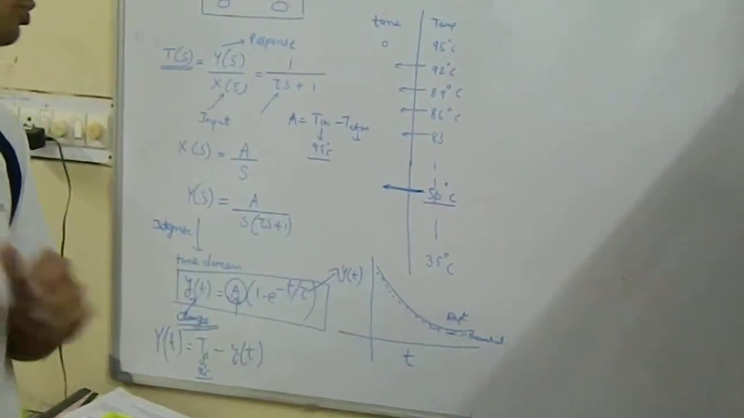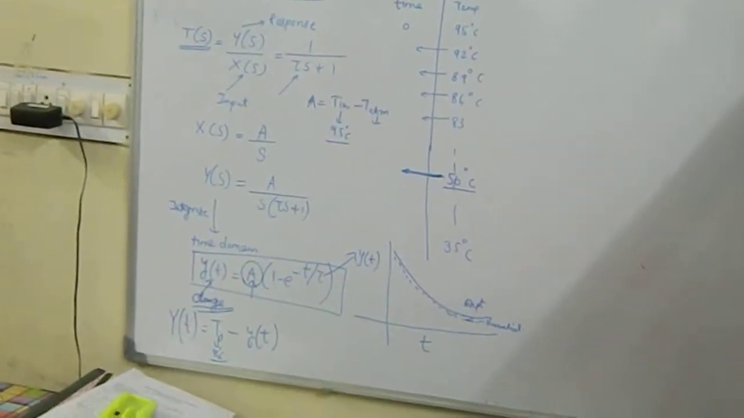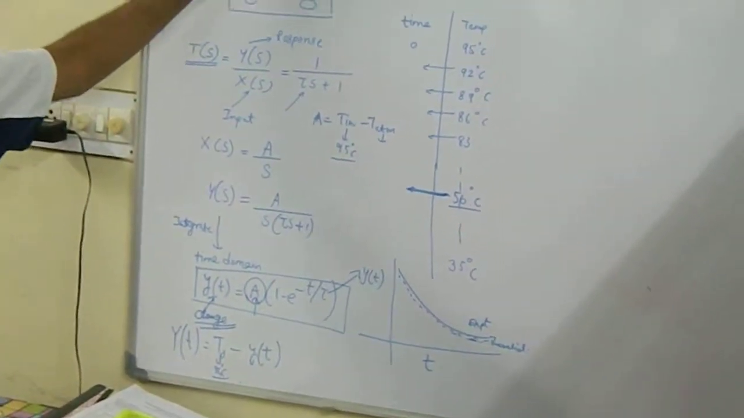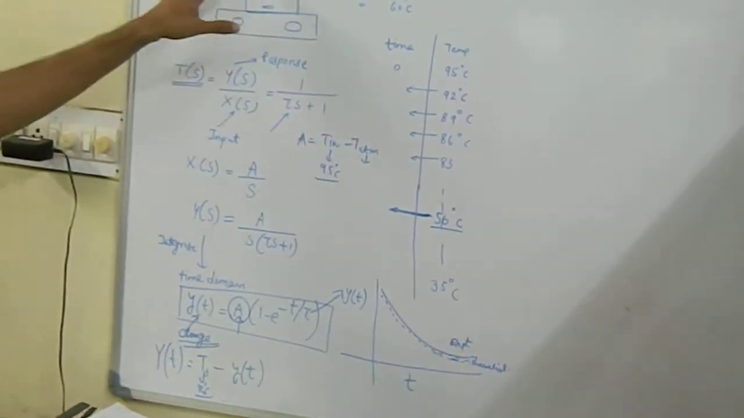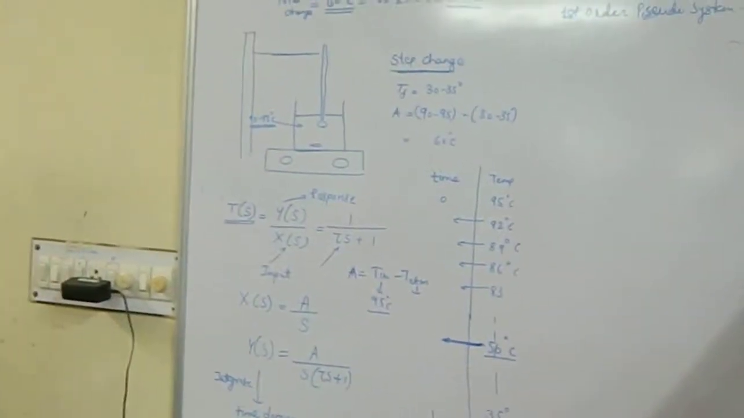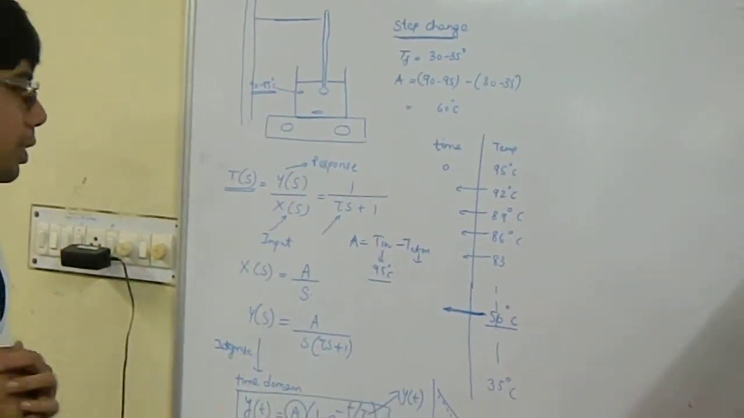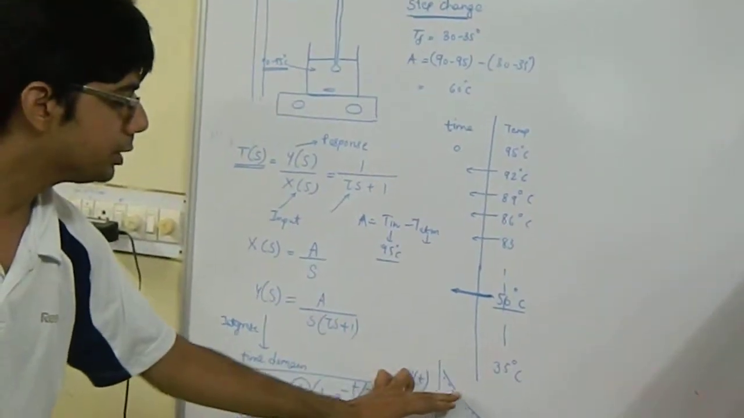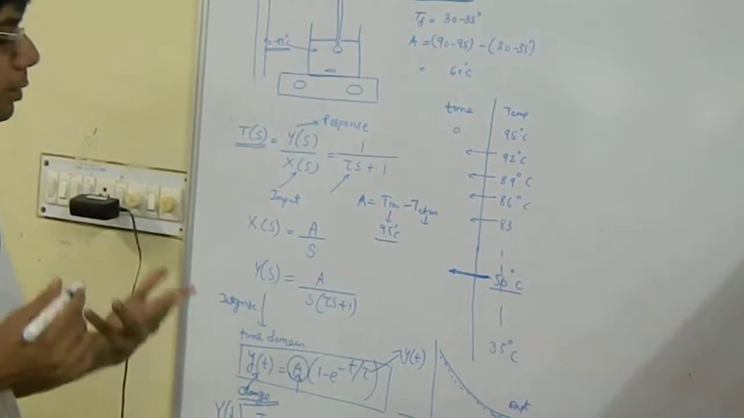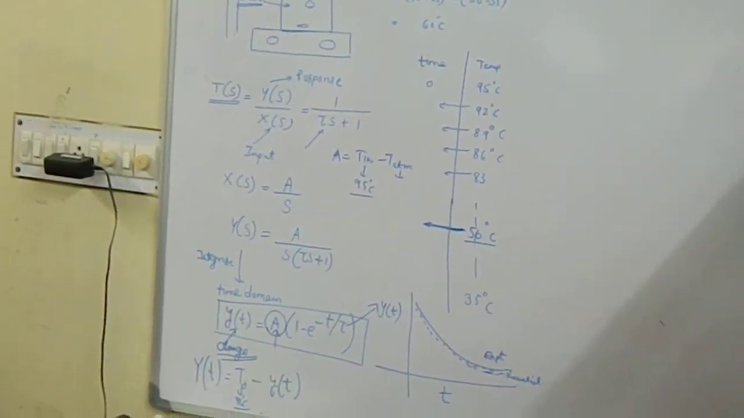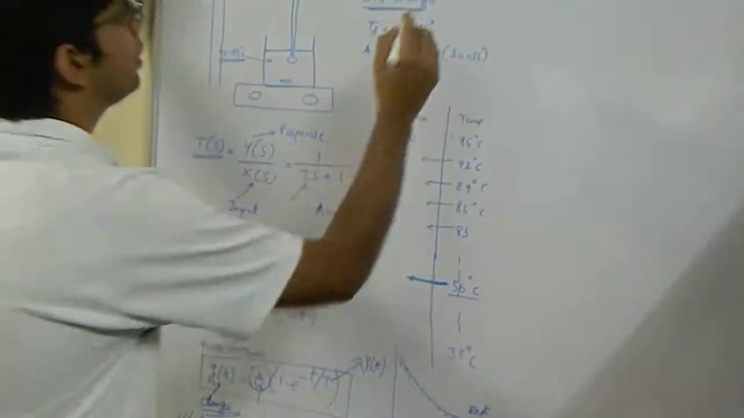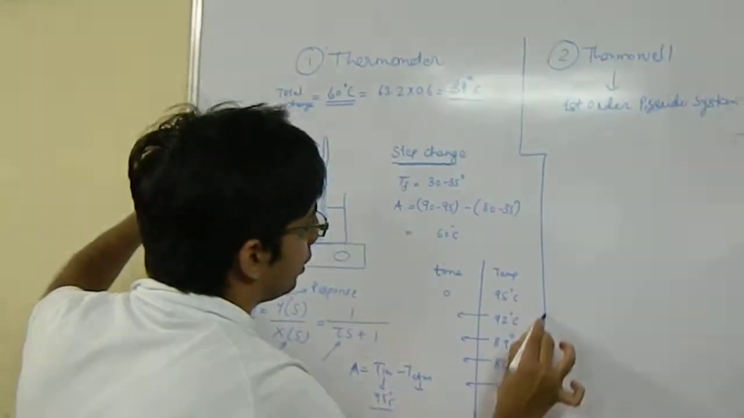There might be a few sources of error. One is that when you take the system out, you have to wipe the layer of oil which is surrounding the bulb, because that may provide the additional resistance as well. So the possible reasons for deviation may be many, but you have to just see how close your system behaves to the first order system. So this is about the thermometer experiment.